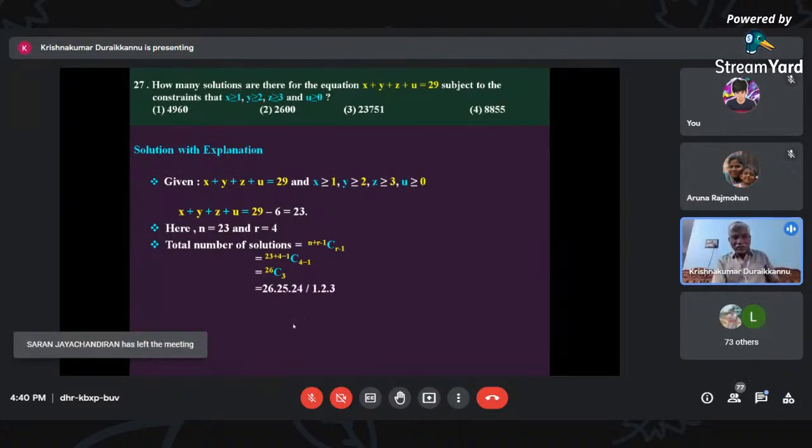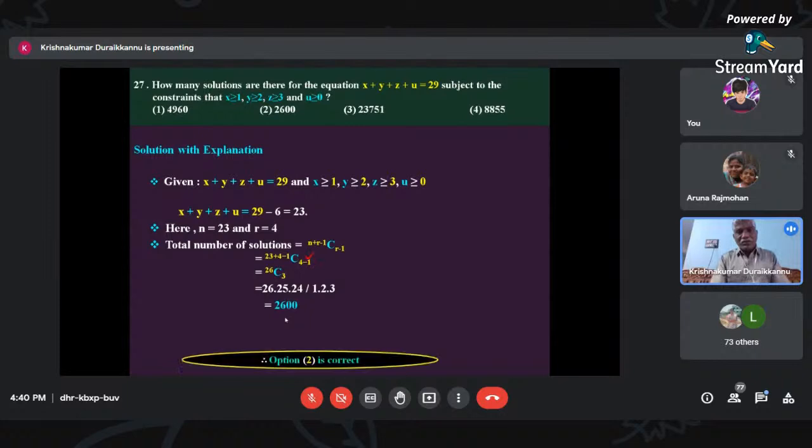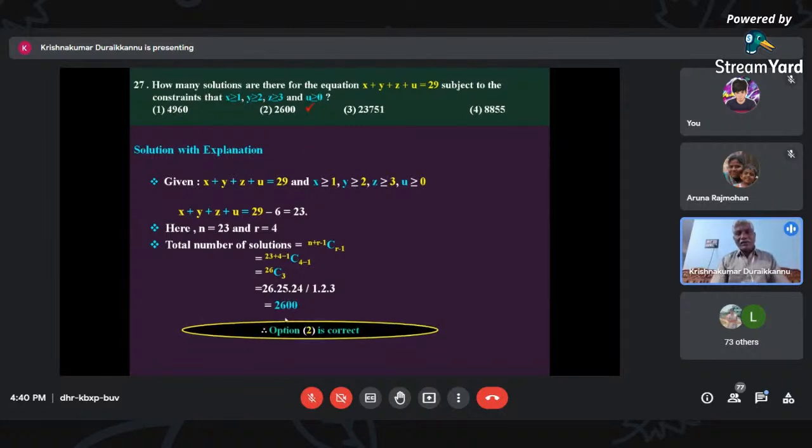That means 26 factorial divided by 23 factorial times 3 factorial. The first 23 terms, 1 into 2 into up to 23, in the numerator will be cancelled by the 23 factorial in the denominator. The remaining denominator is 3 factorial, that is 1, 2, 3. Then we multiply and divide, and we get the value 2600. That is very good.